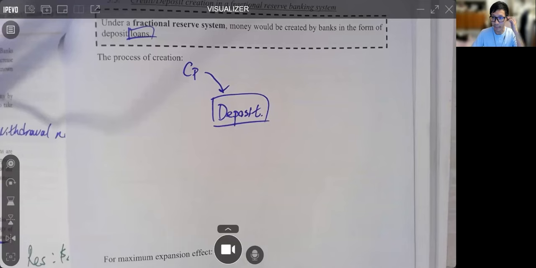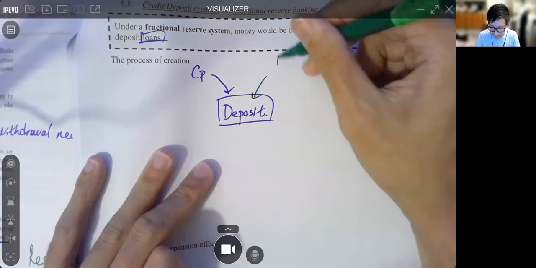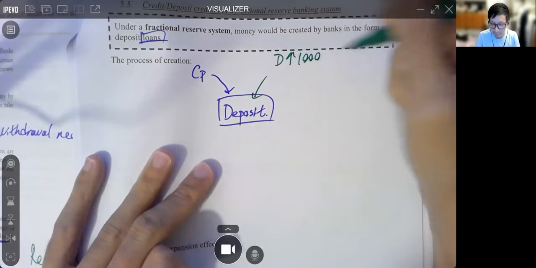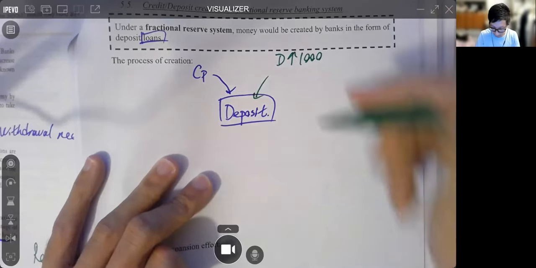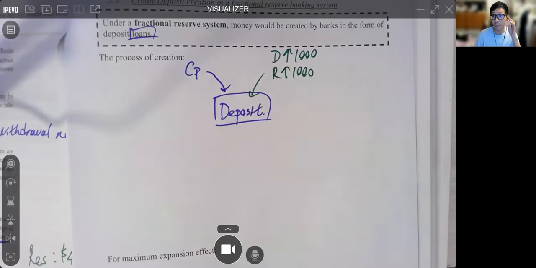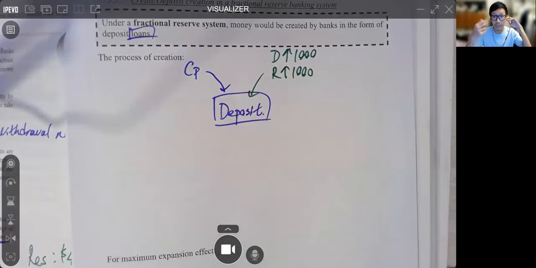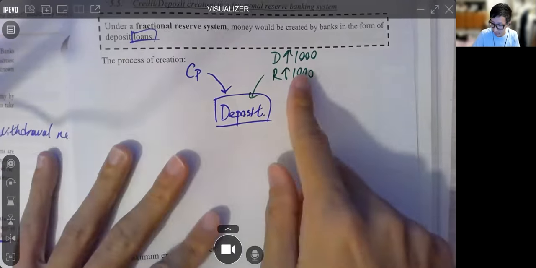So, immediately, what happens to the bank is that here, deposit increased by 1,000. At the same time, because he really put the money in, reserve would also increase by 1,000. Because he really deposited 1,000 in, so I have an actual money reserve of 1,000, and at the same time someone deposited 1,000, therefore there is a deposit of 1,000, right?